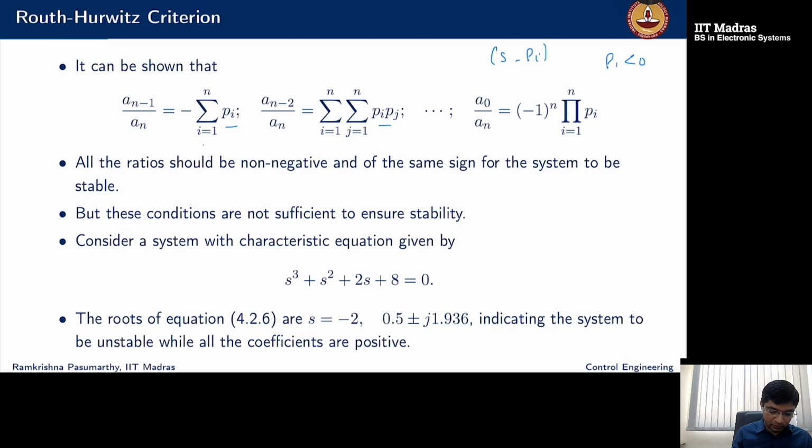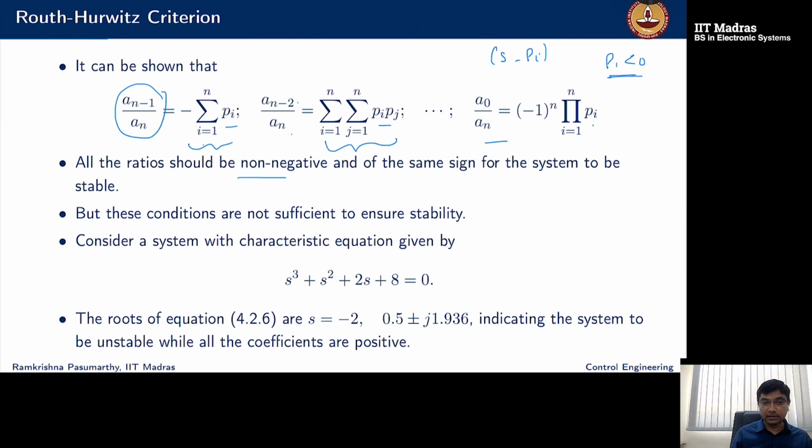Okay, so I look at all these things. So a_(n minus 1) over a_n is the summation of p_i. a_(n minus 2) over a_n will have all the products of two roots and so on until we reach a_0. So for all these p_i's to be negative such that the poles are on the left half plane, the ratios should all be non-negative or of the same sign for the system to be stable.